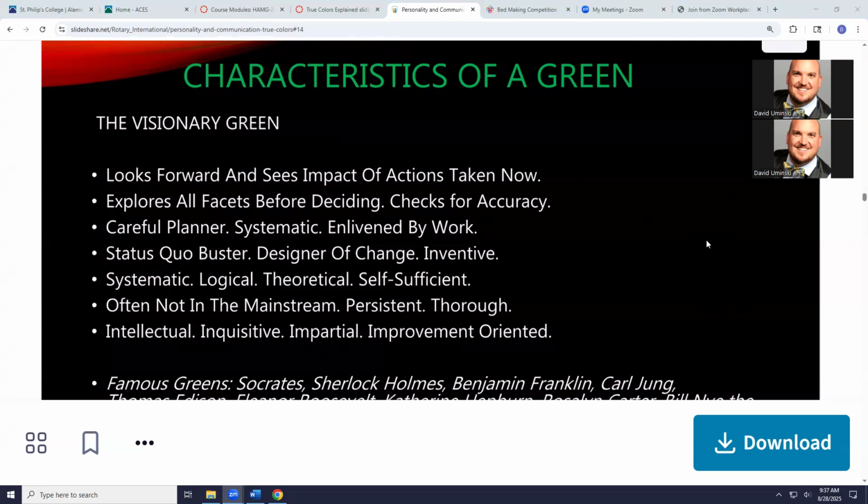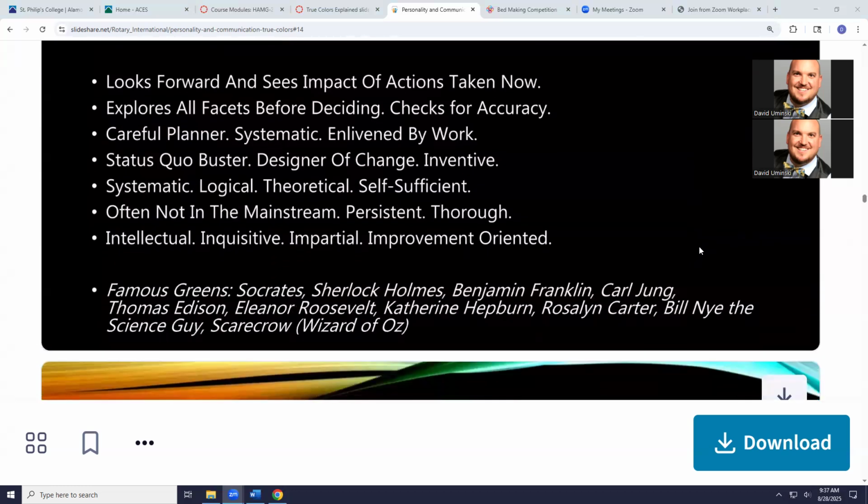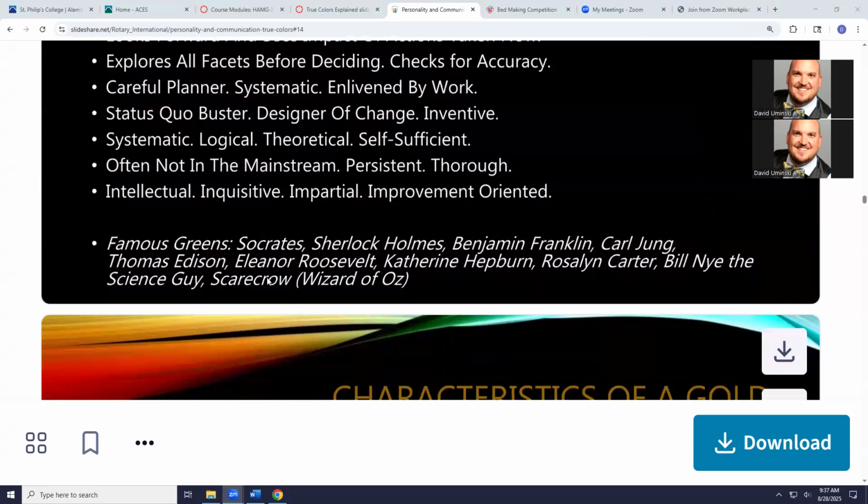Okay. Oftentimes, greens take more time to stop and think about things. Sometimes we'll talk about how greens interact with other colors or other colors interact with greens. But sometimes greens frustrate other people because they take too long. It's like, I want to make a decision right now. So the greens, they're the more visionary people. So that's going to be Socrates, Sherlock Holmes, Benjamin Franklin, the Scarecrow from the Wizard of Oz, and others that are listed here.